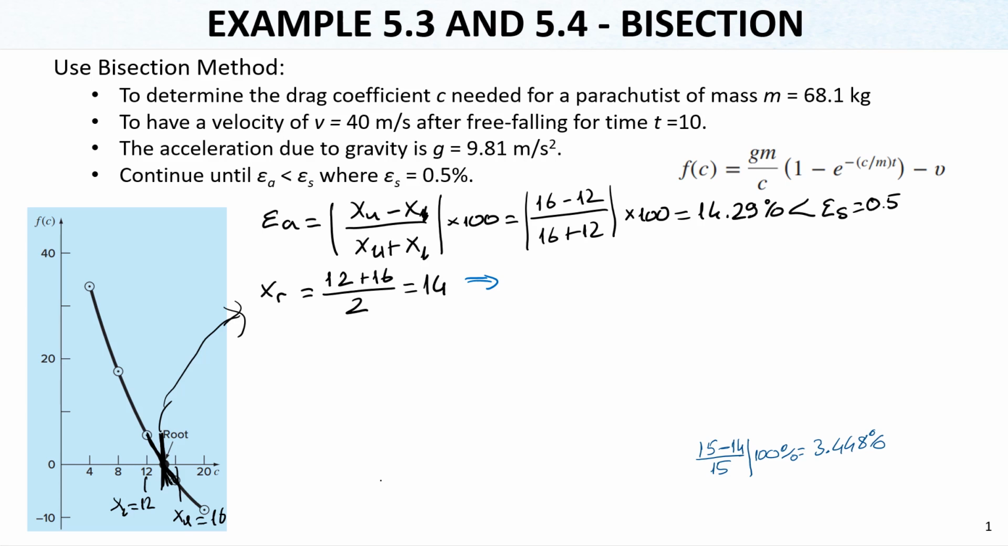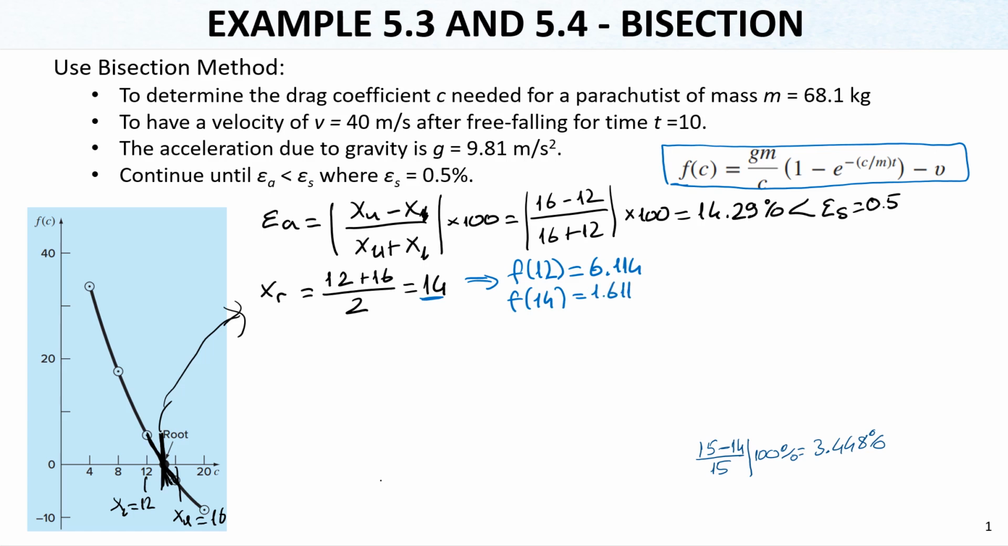So we will find f12. For example, the lower bound is f12, and the value of this is 6.114 if you remember. And we will also calculate f14 simply using this formulation here. We already have all the values. f14 is because of this, and this is 1.611. With these, we want to see if fxl times fxr are smaller than 0 or not.